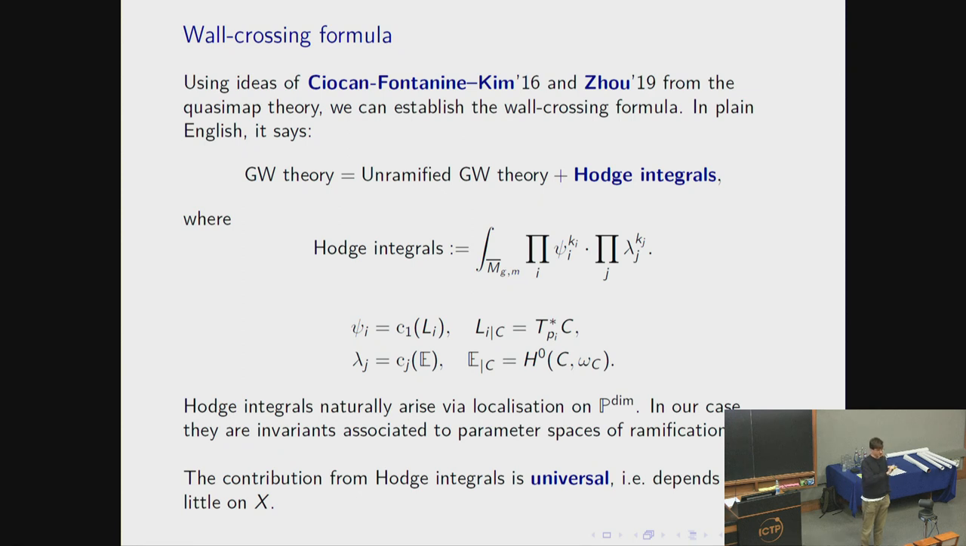Yes. When you vary epsilon, wall crossing terms are exactly Hodge integrals. I'm simplifying the matter a bit. I'll show how a Hodge integral looks like. So that's what it says in plain English.